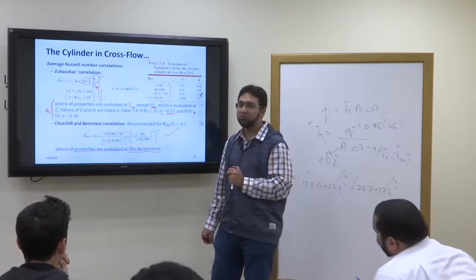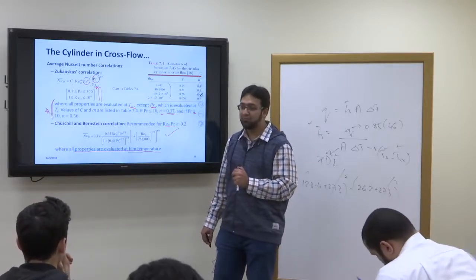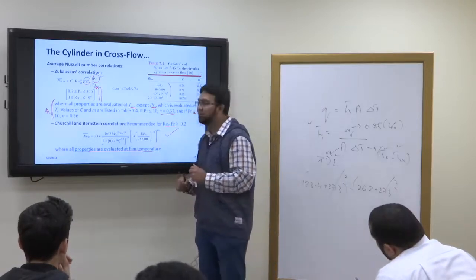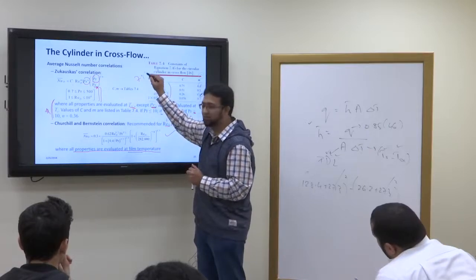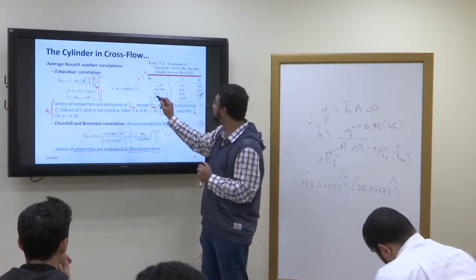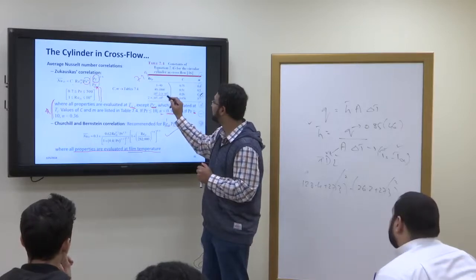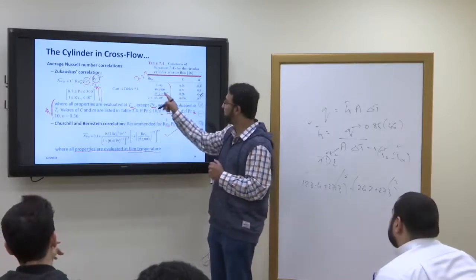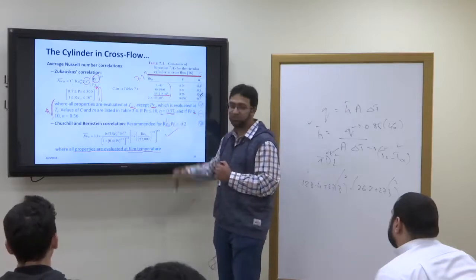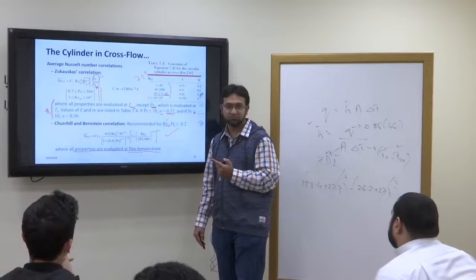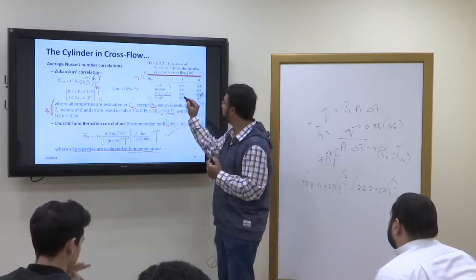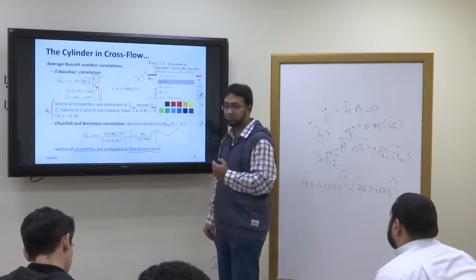Now let's talk about C and m, right? Our Reynolds number was 7992, about 8,000. So 8,000 will come under the category 10 to the power 3 to 2 into 10 to the power 5. 10 to the power 3 is 1,000. So it will come under this category, and this will be our C and this will be our m.